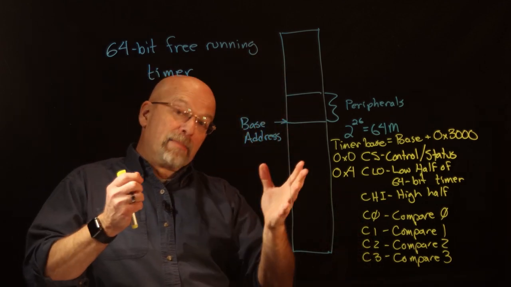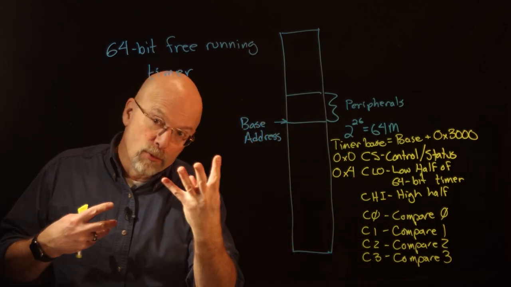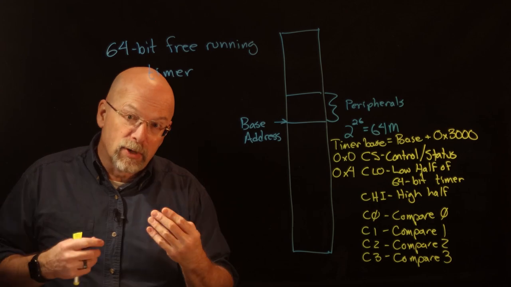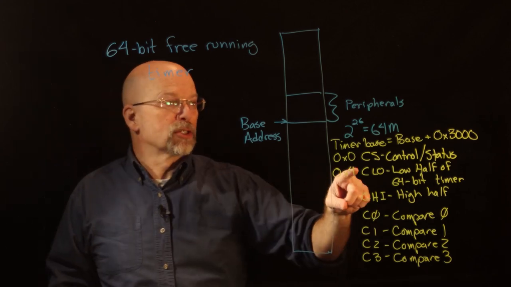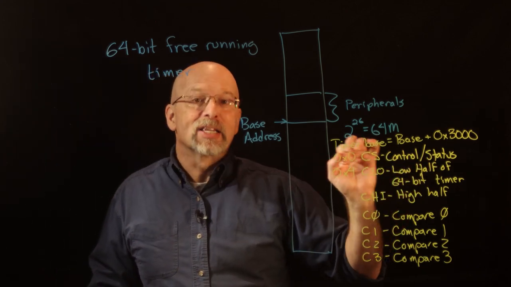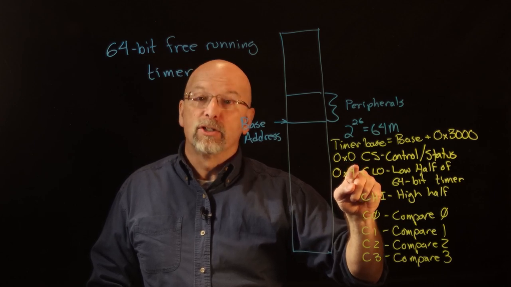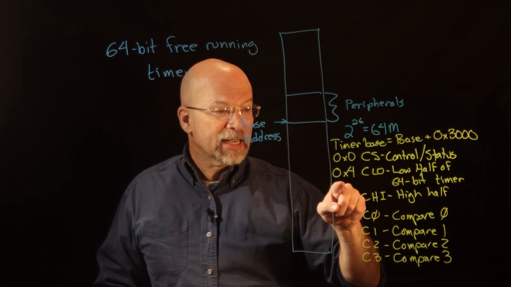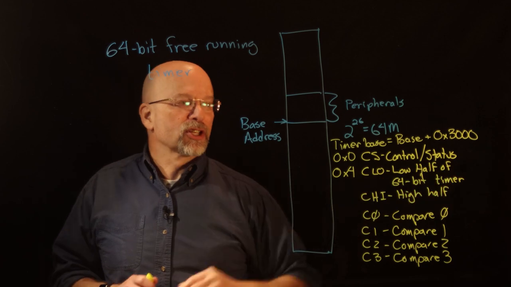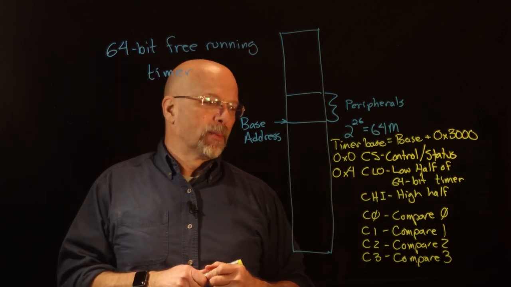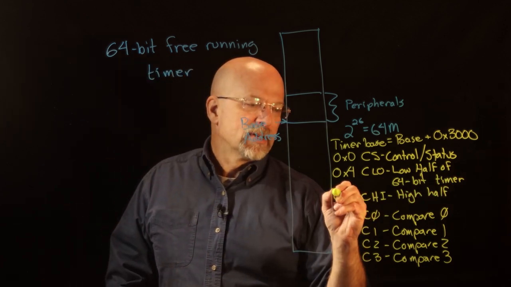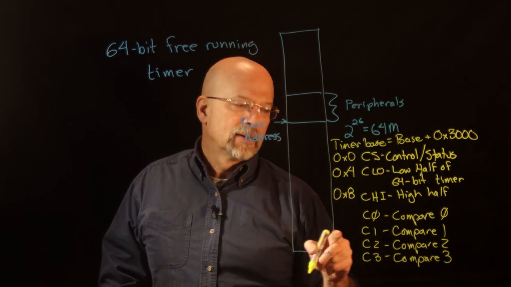Now remember, once again, every time we read 32 bits, we're going to read four memory locations. So the control status actually is 0, 1, 2, and 3. Then the next location is 4, and this is going to give us our low half of the 64-bit timer. The high half is at 8.